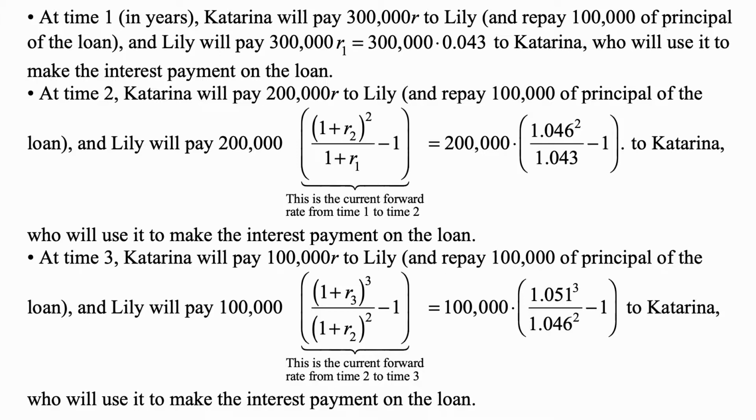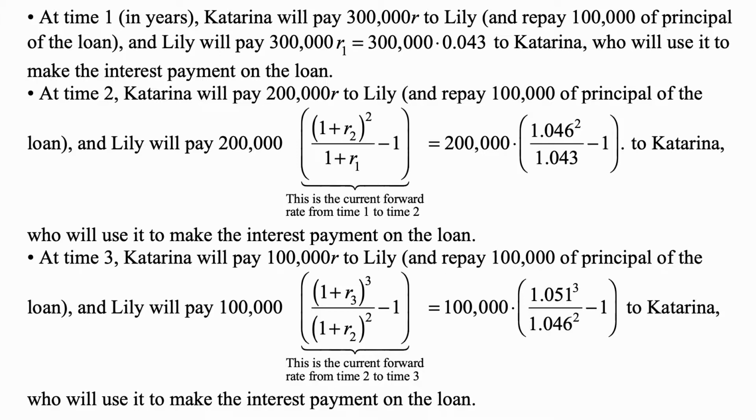And therefore this forward rate must be equal to (1 plus R2) squared divided by (1 plus R1) minus 1. So that's the current forward rate from time 1 to time 2. That will be the rate that is assumed. And that's equal to 200,000 times (1.046 squared over 1.043 minus 1).